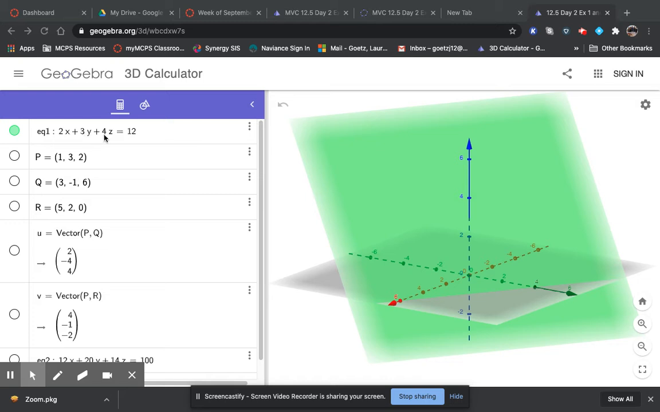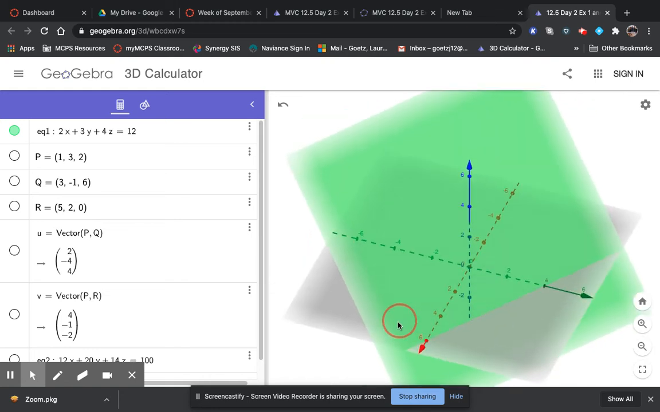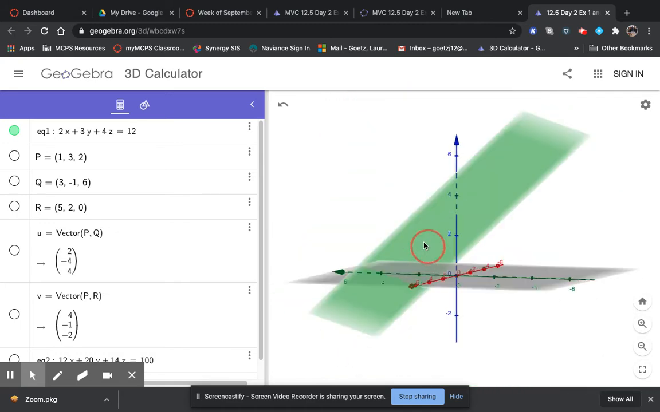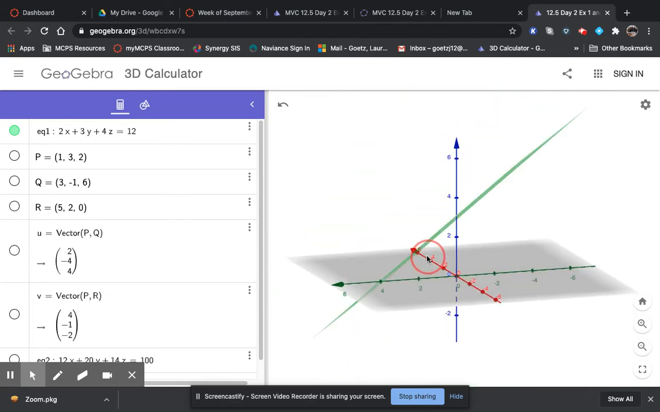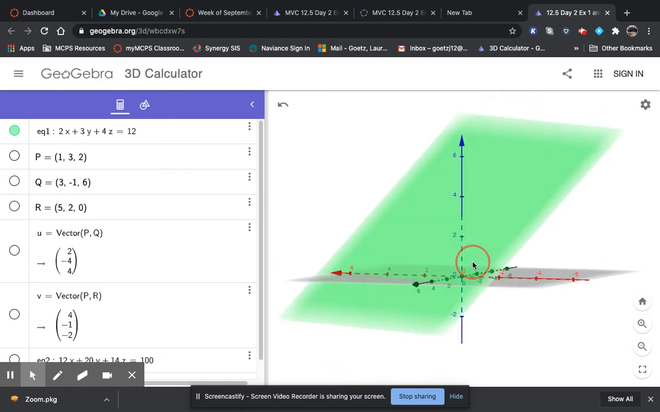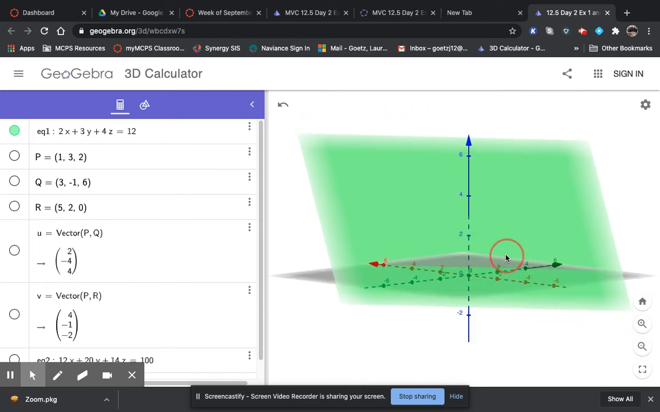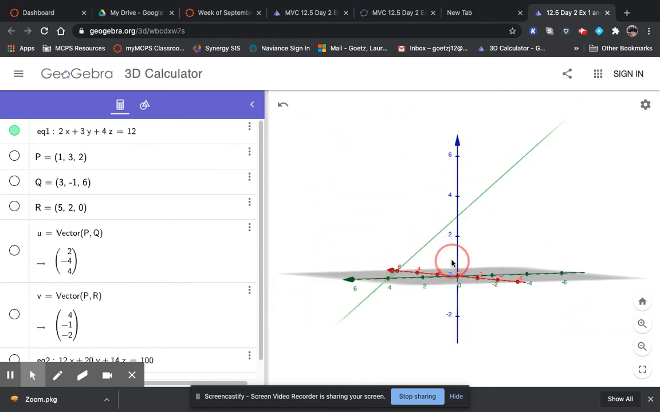Equation 2x plus 3y plus 4z is equal to 12. Here's that plane. Can you see it? Look, do you see the triangular kind of shape there? Axial intercept 6, axial intercept 4, axial intercept 3. There's that plane as it comes sweeping down through. Kind of cool.